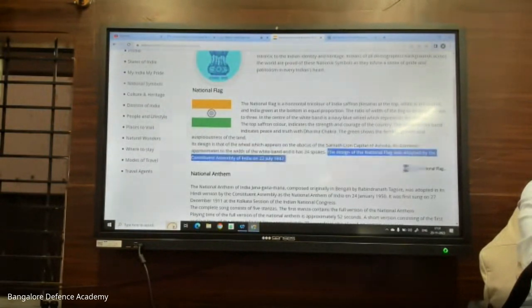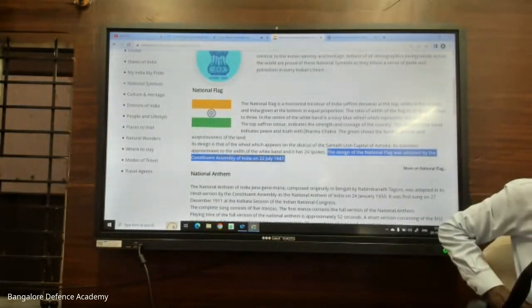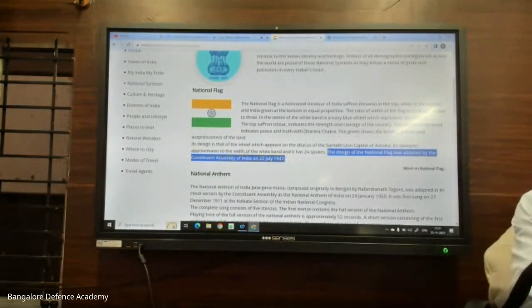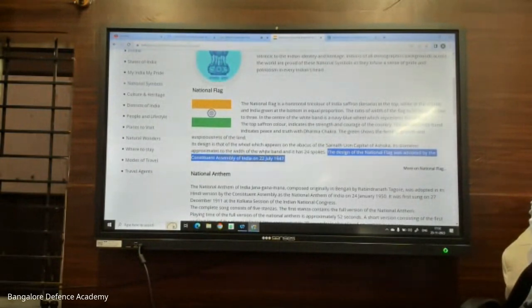Next, look at this statement. The design of the national flag was adopted by the Constituent Assembly of India on 22nd July 1947. Write down this. Underline the date, 22nd July 1947. Written? Who designed the national flag?